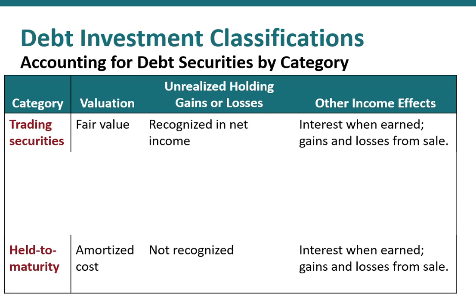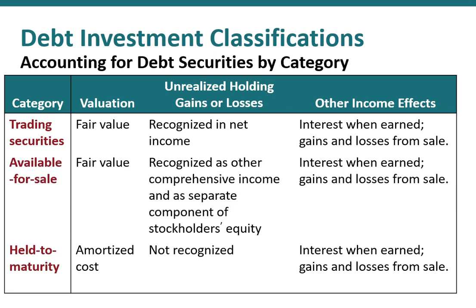And then finally, the one that fit right between were securities that were available for sale. We aren't holding them to maturity, nor did we buy them to profit from short-term price movements. We again record those at fair value, but this is the important part. Unrealized gains or losses become part of other comprehensive income, a separate part of stockholders' equity. And like the others, we record interest when earned and gains and losses from actual sales.